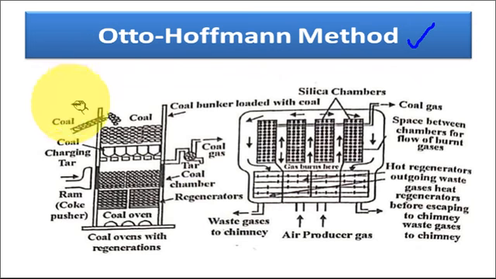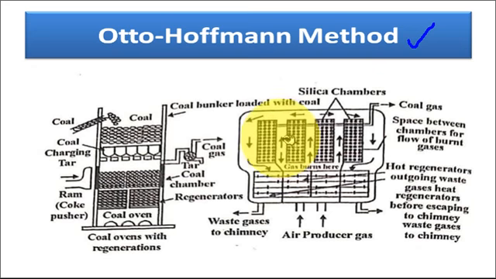This is the construction diagram of the Otto Hoffmann oven. The Otto Hoffmann oven consists of a number of narrow silica chambers. These are the narrow silica chambers, separated by the interspaces for burning the gas. Each silica chamber is around 10 to 12 meters long, 3 to 4 meters high, and 0.4 to 0.45 meter wide.